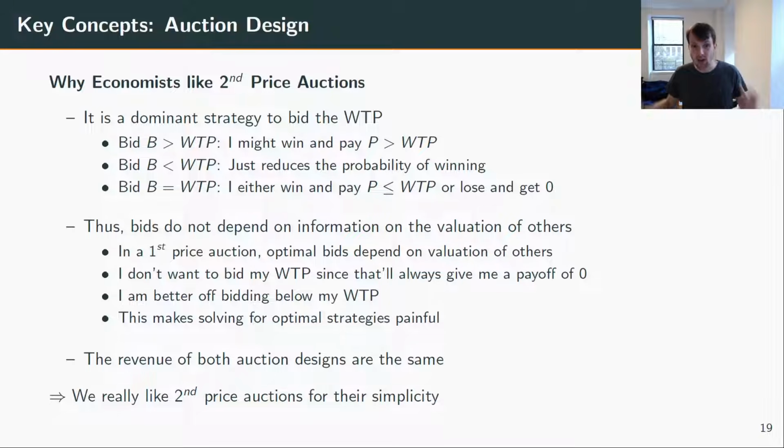First price auctions suck, but there's this awesome auction revenue equivalence theorem that says the revenue of the auction is the same. So it doesn't matter whether we're going to look at a first price or second price auction, the revenue from the auctioneer's perspective is going to be identical. So that's why we really, really like second price auctions. They make our life nice and simple, and that's what we're going to stick with throughout the course.